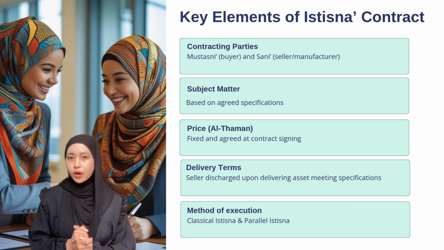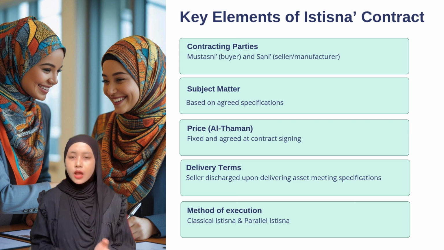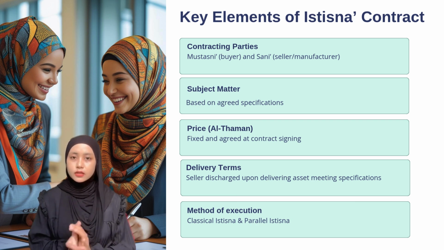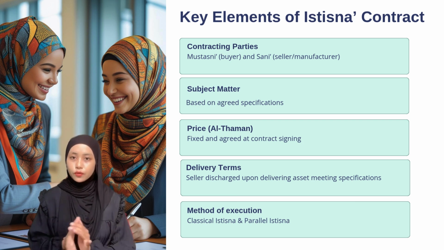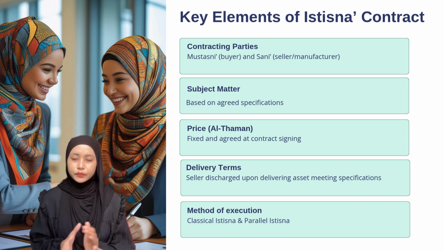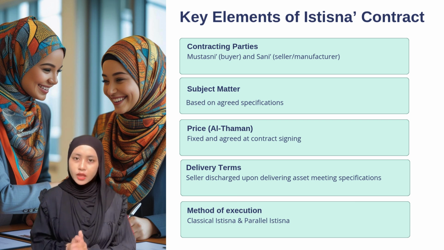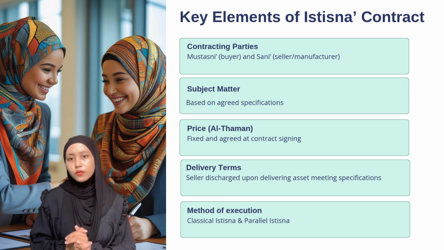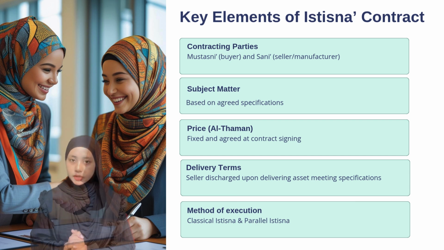And the third one is price, which is al-thaman. The price of the Istisna asset shall be determined upon the execution of the contract. When the Istisna contract is signed, the price must be clearly fixed and agreed by both parties. This is to avoid gharar, which is prohibited in Islamic finance. The agreed price may take into consideration the warranty, after-sale service, and lag of delivery. Also, the buyer and manufacturer must both consent to the price and all cost elements must be transparent.